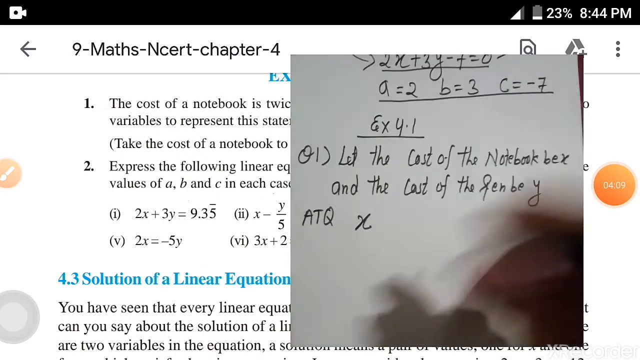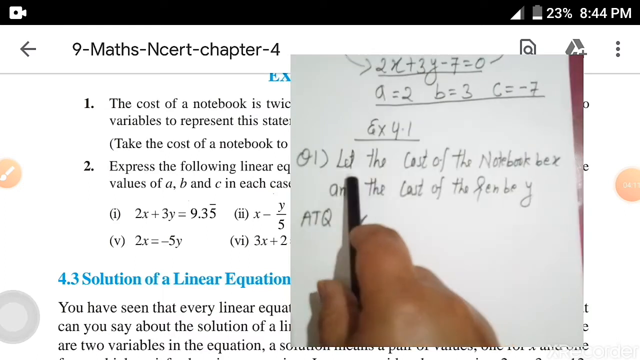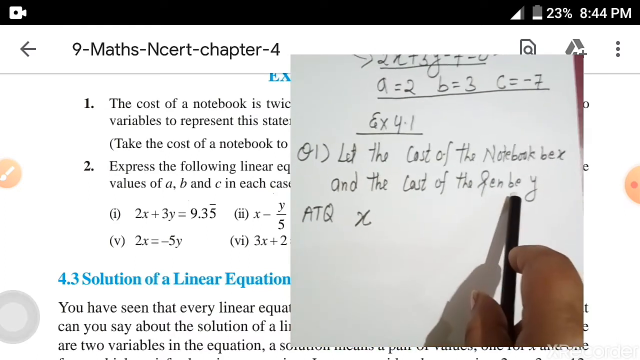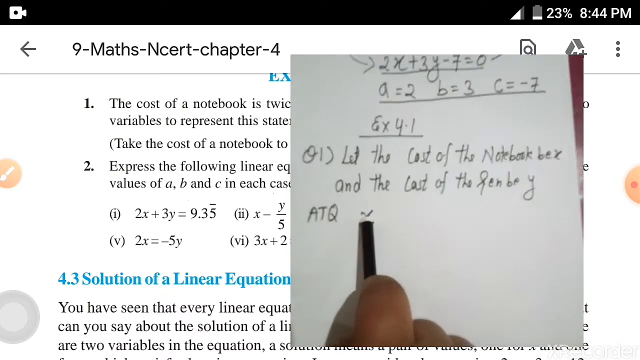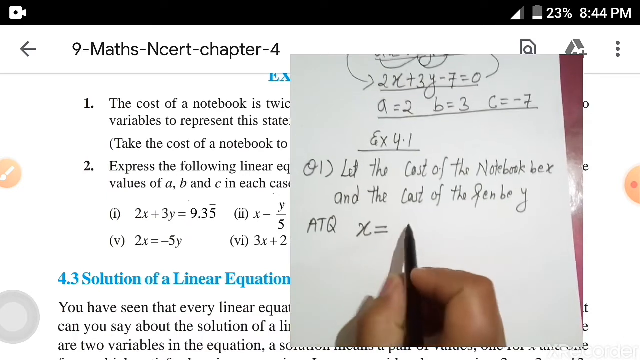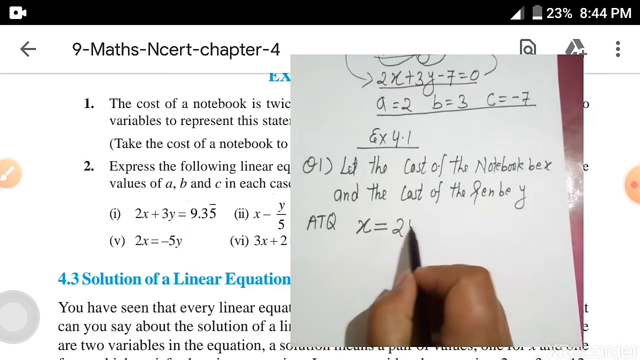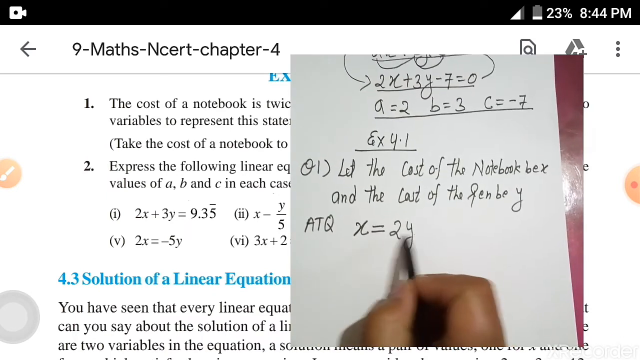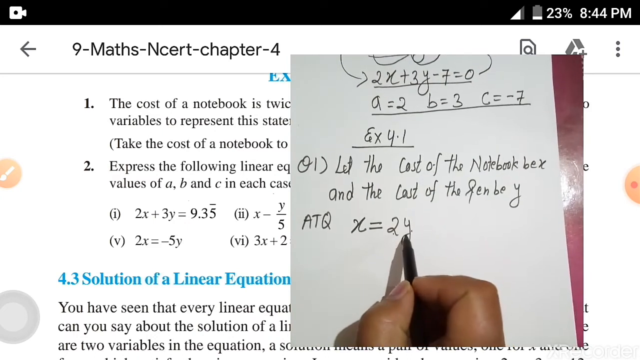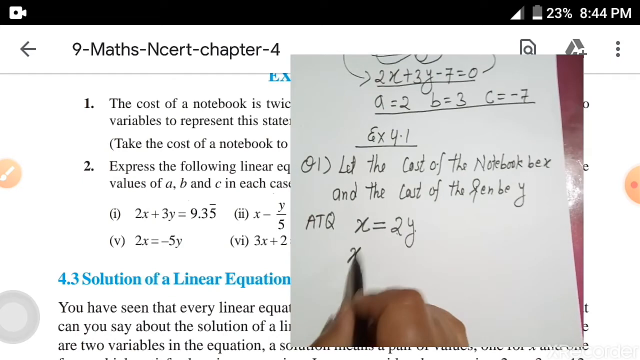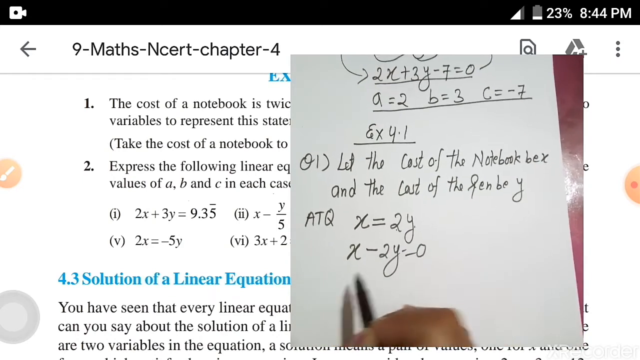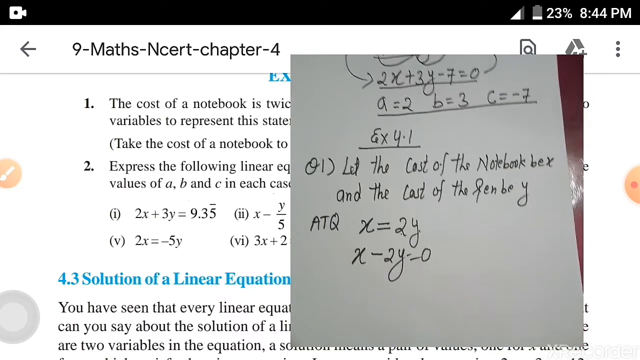So see, I have written the statement also. First we will write: let the cost of the notebook be x and the cost of the pen be y. Now according to the question, what is given? It is given that the cost of the notebook is twice the cost of the pen. Means you will multiply 2 by the cost of the pen, but it is not in the form of a linear equation in two variables, so you have to write it in the standard form. So you will write x minus 2y is equal to 0. This is the final answer of this question. Now move to the next question.